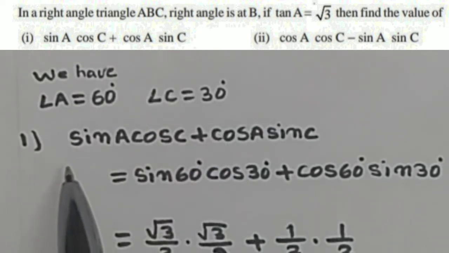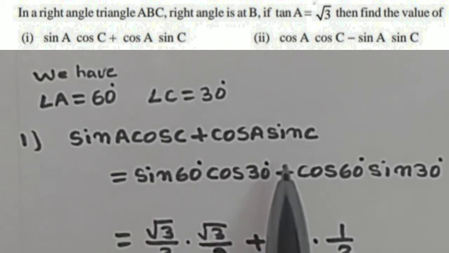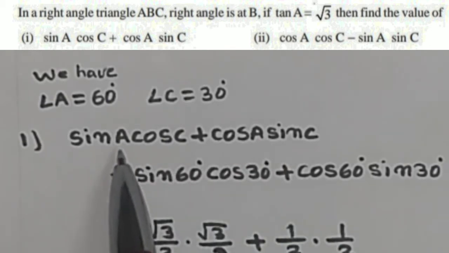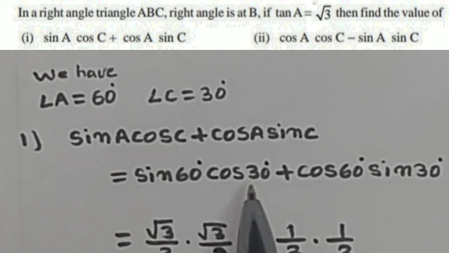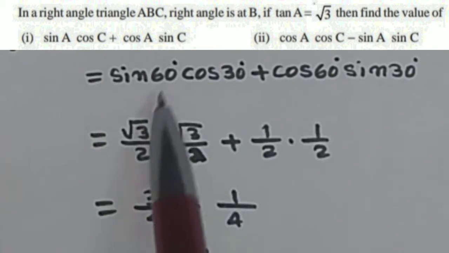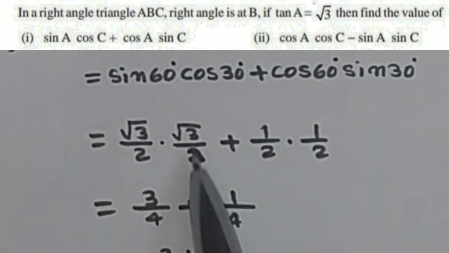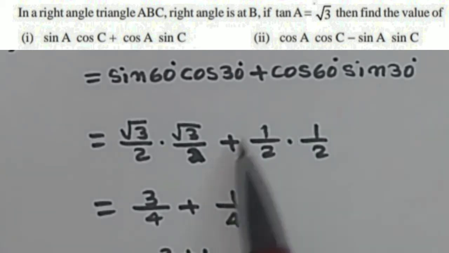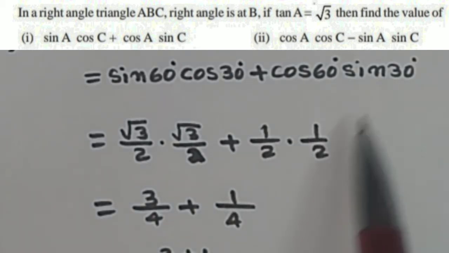First problem: sin A cos C plus cos A sin C. Here A is equal to 60 degrees, C is equal to 30 degrees. So sin A is sin 60, cos C is cos 30, cos A is cos 60, sin C is sin 30. Sin 60 degrees is equal to root 3 by 2. Cos 30 degrees is equal to root 3 by 2. Plus as it is, cos 60 is 1 by 2, sin 30 is 1 by 2.